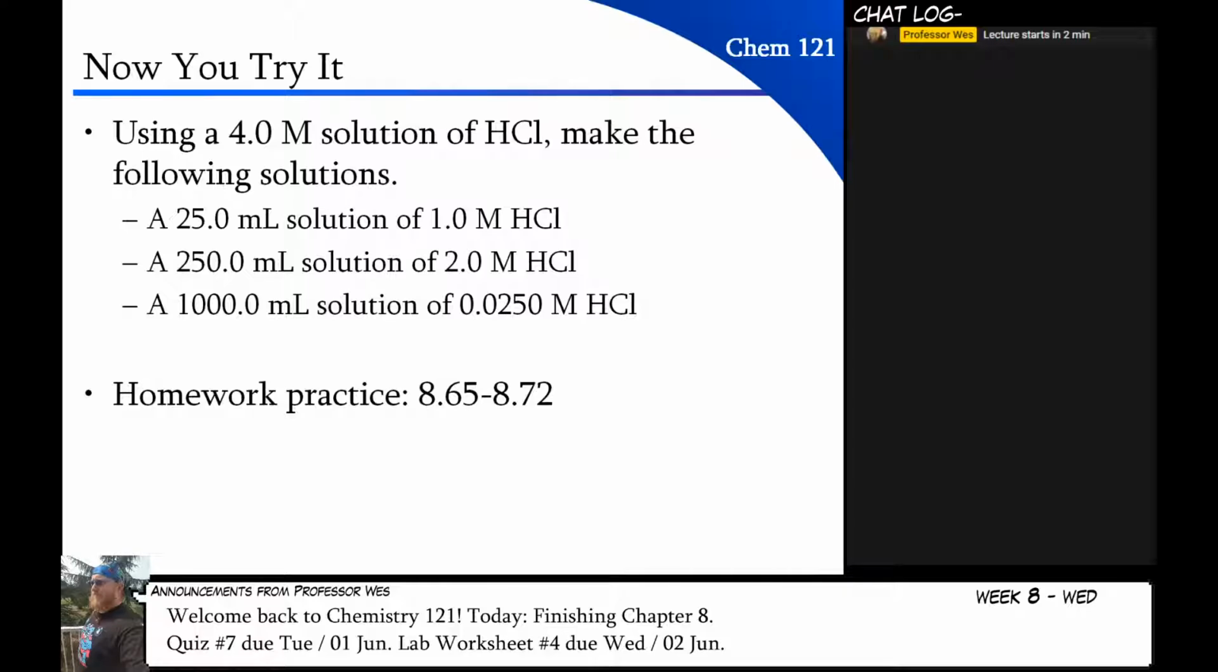And what I want you to do is make 25 milliliters of 1 molar HCl, 250 milliliters of 2 molar HCl, and then 1,000 milliliters of 0.0250 molar HCl. Do these 3 solutions separately. Don't do them all in the same calculation. Do the first calculation through, write out the procedure for it, do the second one, write out its procedure, and so on. Type anything you'd like in the chat to let me know how you're doing. We'll go over the answers in about 5 or 6 minutes.